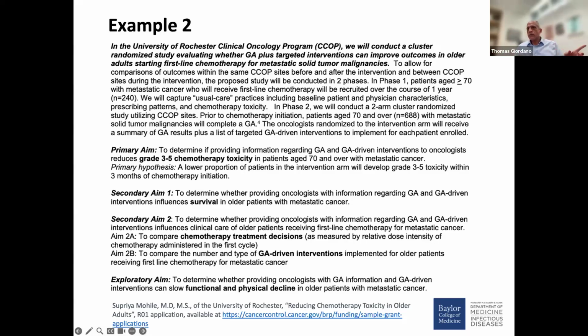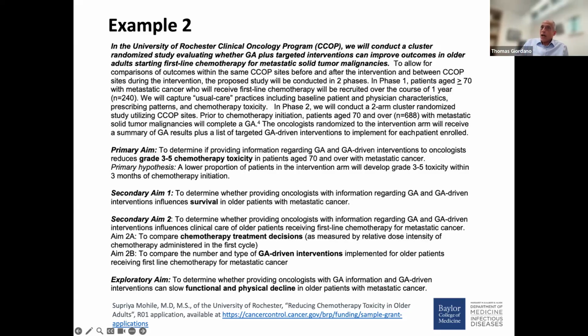Now, this is a little different than the aims we talked about before, because this is in a cluster randomized trial. So often you have one big aim, right? You're trying to test whether X is better than Y, and that's a whole study by itself. So the way they set this up is a primary aim and then some secondary aims. The secondary aims would be nice to know, and you'll get information about them even if the primary aim is not proven.